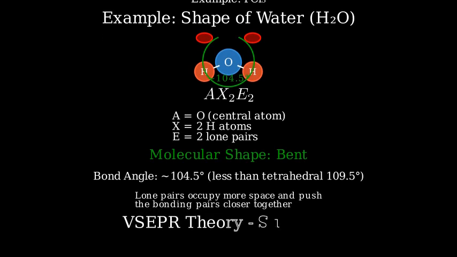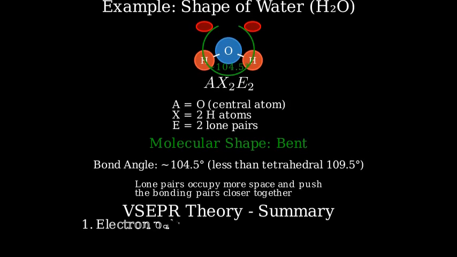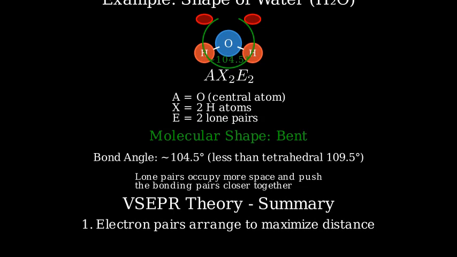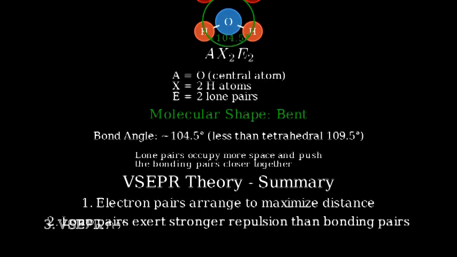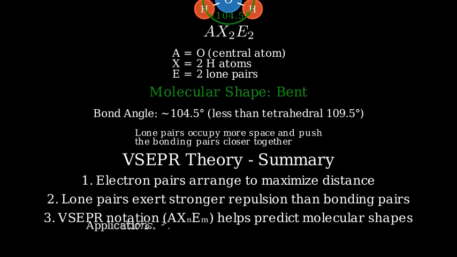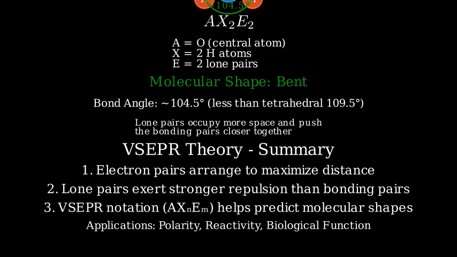Let's summarize what we've learned about VSEPR theory. First, the arrangement of electron pairs around a central atom is determined by electron pair repulsion. Second, both bonding pairs and lone pairs influence molecular geometry, with lone pairs often causing greater repulsion. Finally, we can use VSEPR notation to classify molecules and predict their shapes. This theory is crucial for understanding molecular properties like polarity, reactivity, and even biological function.